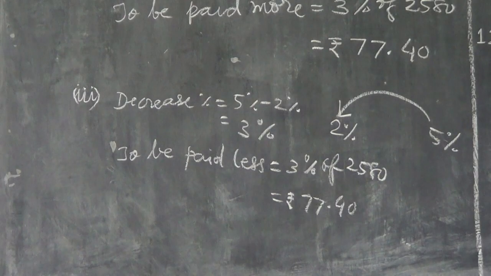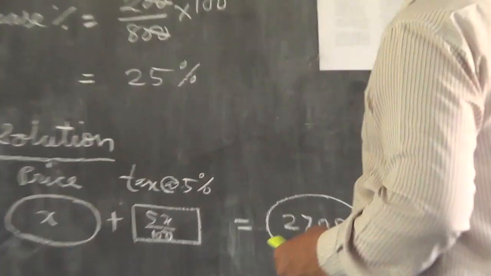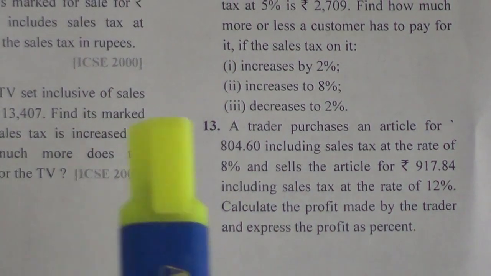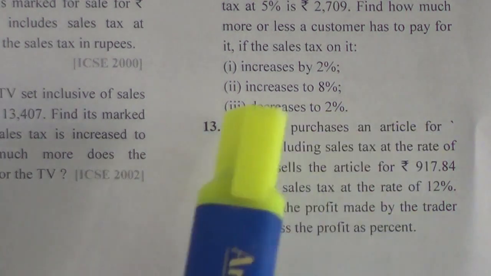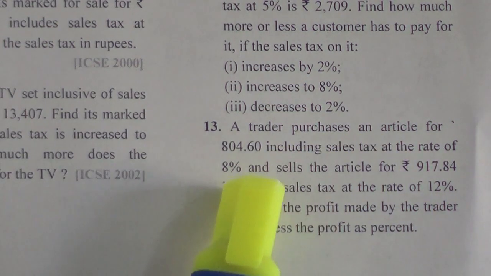Then we have the last question number 13 of this exercise. Then we will move to the next type of problems involving the overheads, discounts, rebates, etc. So we will finish up the 13 number question soon. Let us read the question, children. A trader purchases an article for rupees 804.60 including sales tax at 8%.